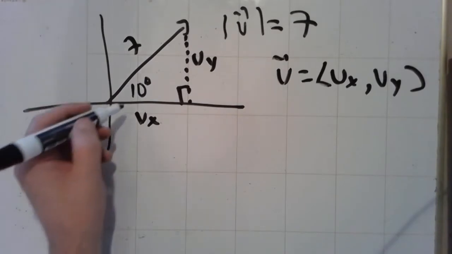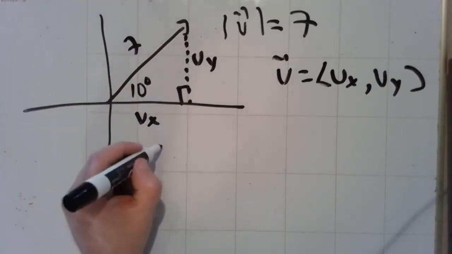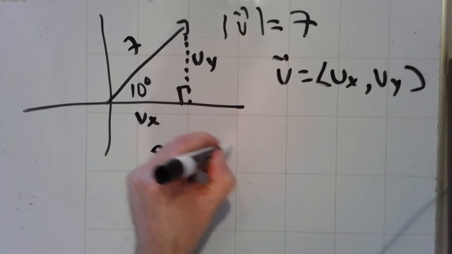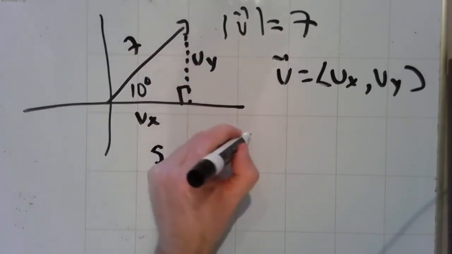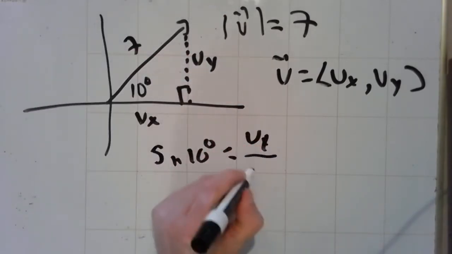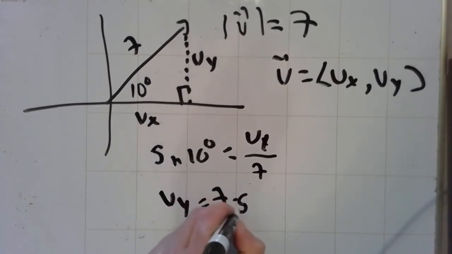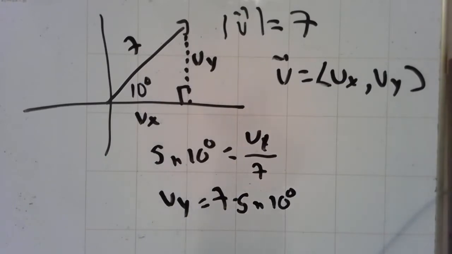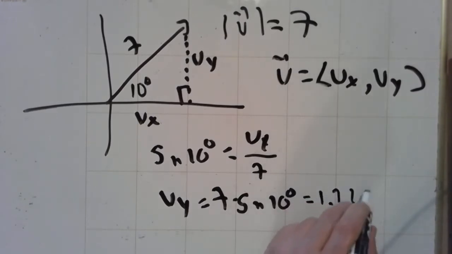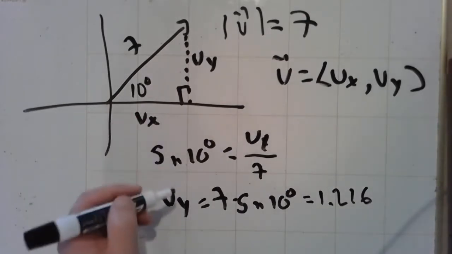So I like to use sine. I would write out here sine of 10 degrees is opposite over hypotenuse. So then multiplying over, Vy will be 7 times sine of 10 degrees. And we'll just type that in our calculator. And we get 1.216. And we weren't given units. We don't have to write units on there. Same thing for the other one.